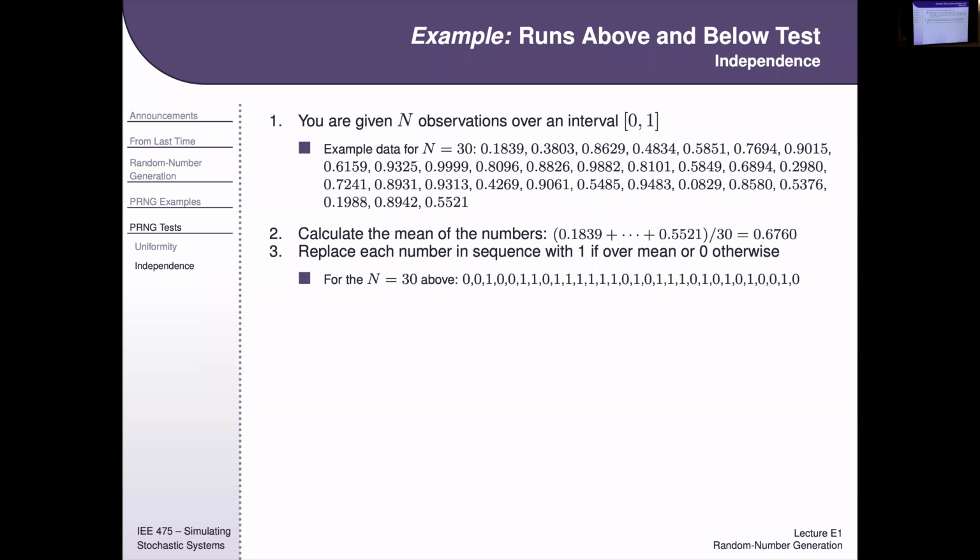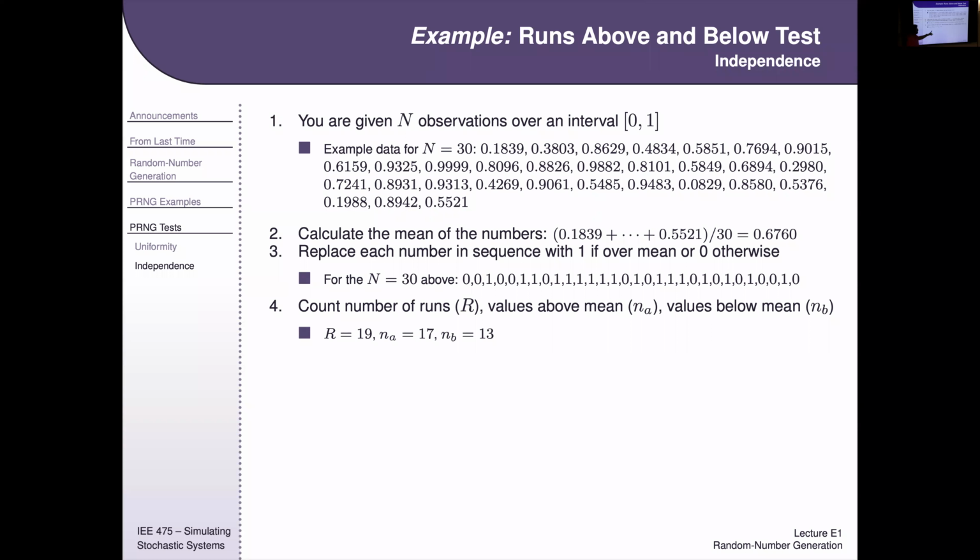From here, I can then count the numbers of 0s and 1s. The number of 0s is the number below, the number of 1s, the number above. So the number above, there's 17 above. The number below, 13. Sanity check, 17 plus 13 is 30. 30 numbers. So I did my counts maybe right.